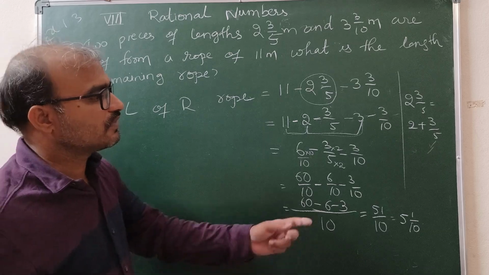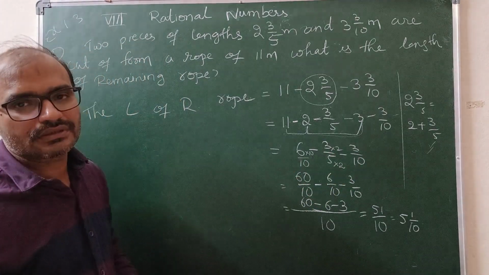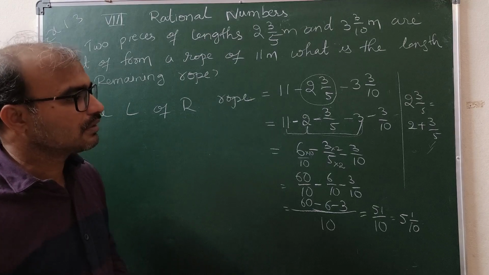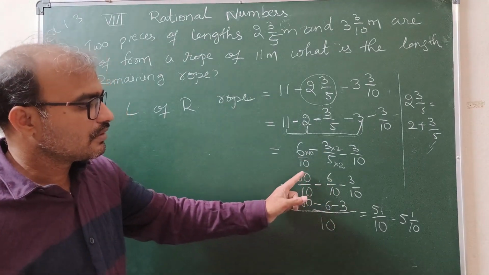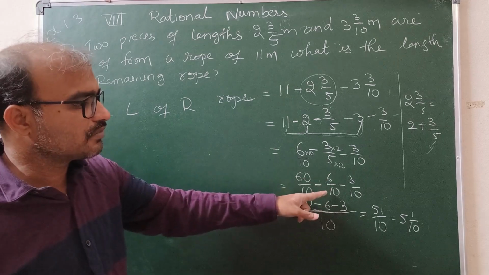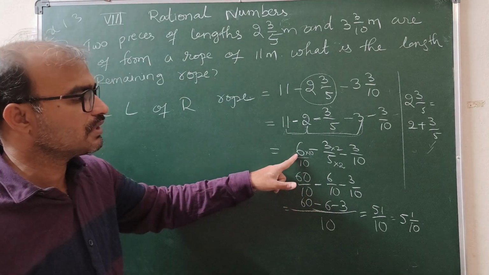Or else you can first of all simplify these two and do mental calculation also, right? If we simplify these two, we will get 9/10. If 9/10 part is removed, 1/10 part will remain. 6 wholes are there, no? 6 wholes are remaining here.